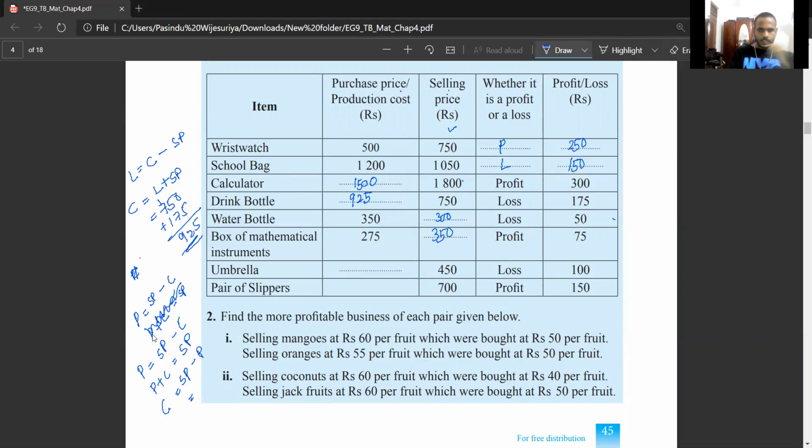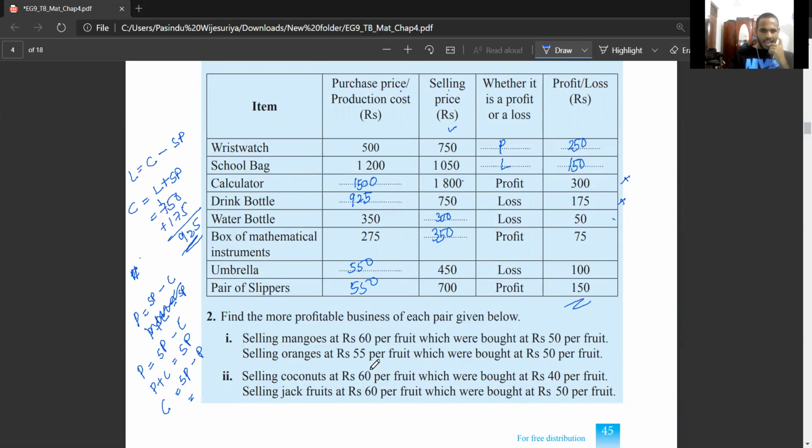Then an umbrella. This is a loss again. This situation is similar to this, so what you have to do is add these two. 450 plus 100 is 550. Then a pair of slippers, the same thing. This situation is similar to this one. Then you have to subtract 150 from 700, which is again 550.